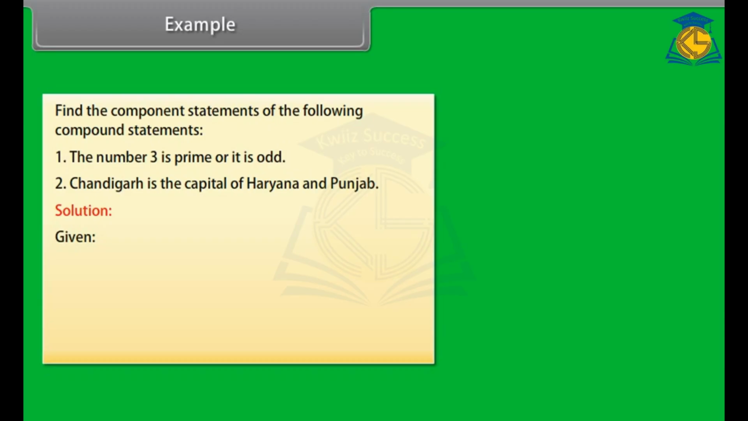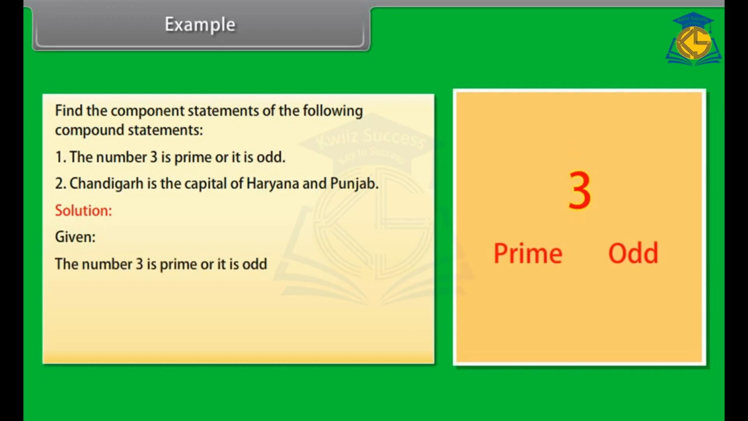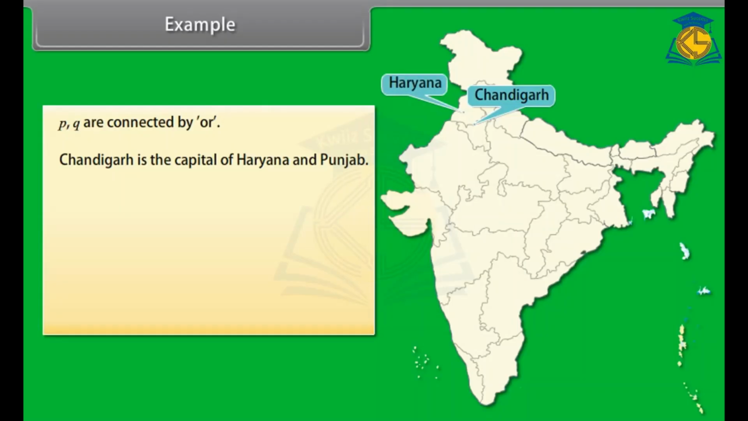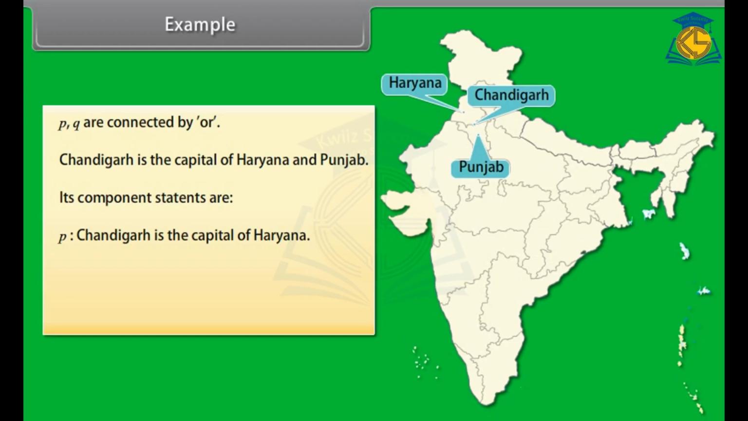Solution: given the number 3 is prime or it is odd, its component statements are: P is a statement that the number 3 is prime. Q is a statement that number 3 is odd. P and Q are connected by "or". Chandigarh is the capital of Haryana and Punjab. Its component statements are: P is a statement that Chandigarh is the capital of Haryana. Q is a statement that Chandigarh is the capital of Punjab. P and Q are connected by "and".